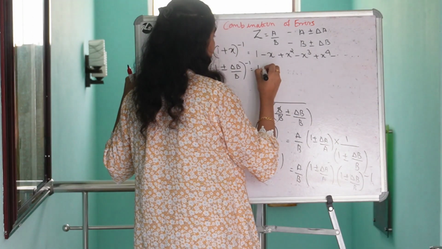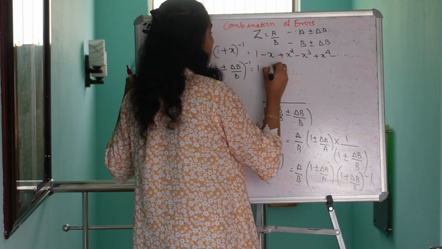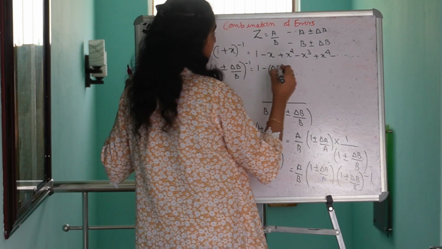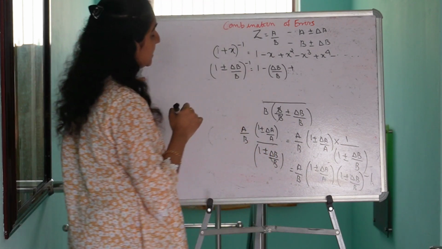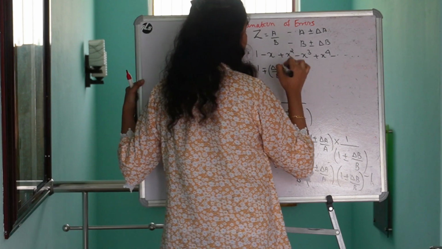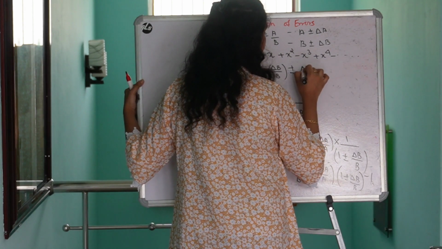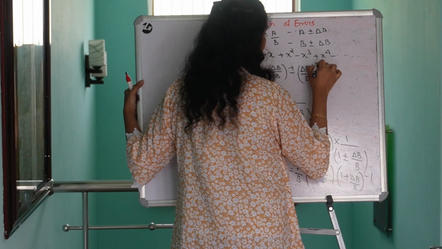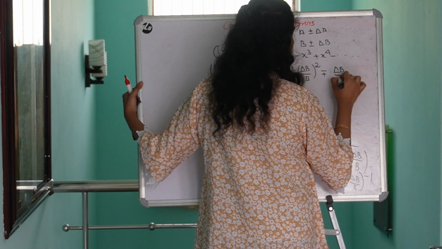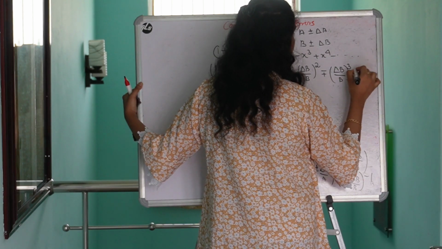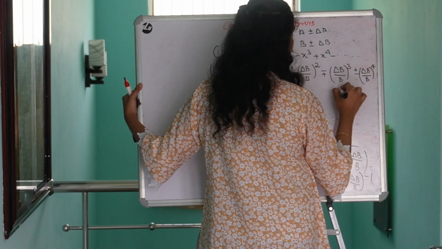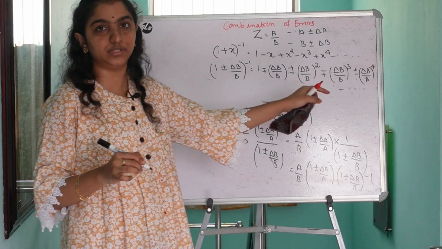So here I will get 1 minus del b by b plus. Instead of writing simply minus, I can write minus or plus. Again here I can write plus or minus del b by b the whole square. Again I can write minus or plus del b by b the whole power cube. Again I can write plus or minus del b by b the whole power 4. It goes on like this. Is it clear, guys? Up to this, is it clear?